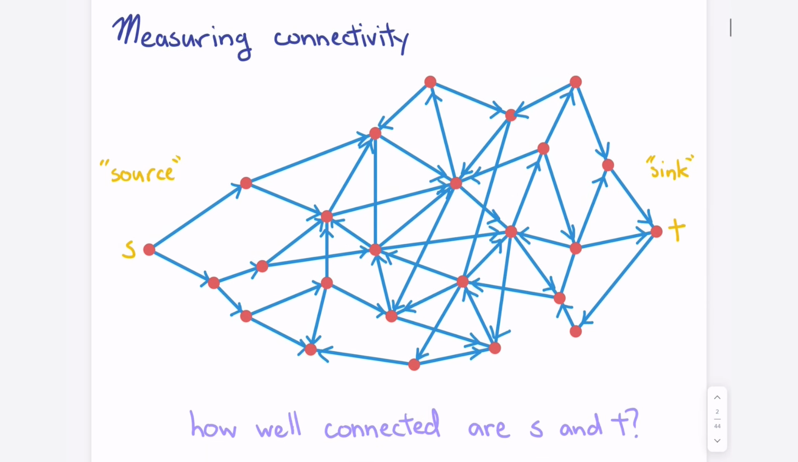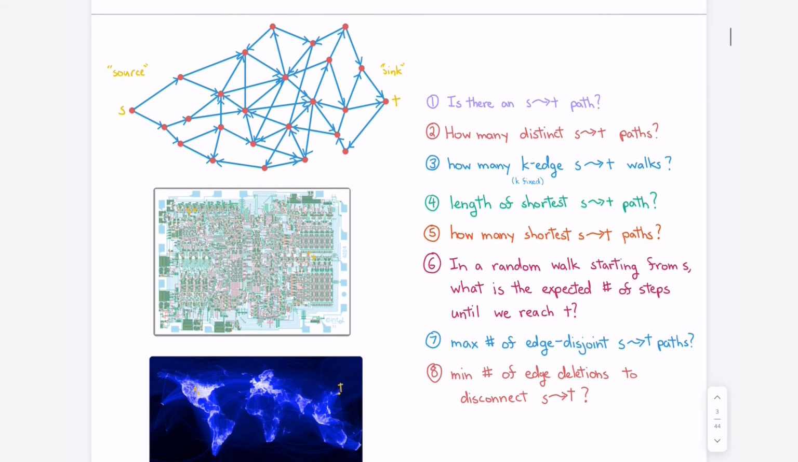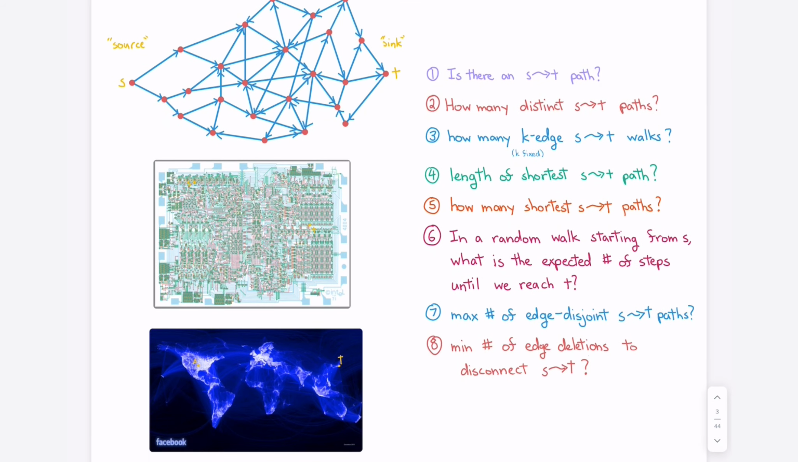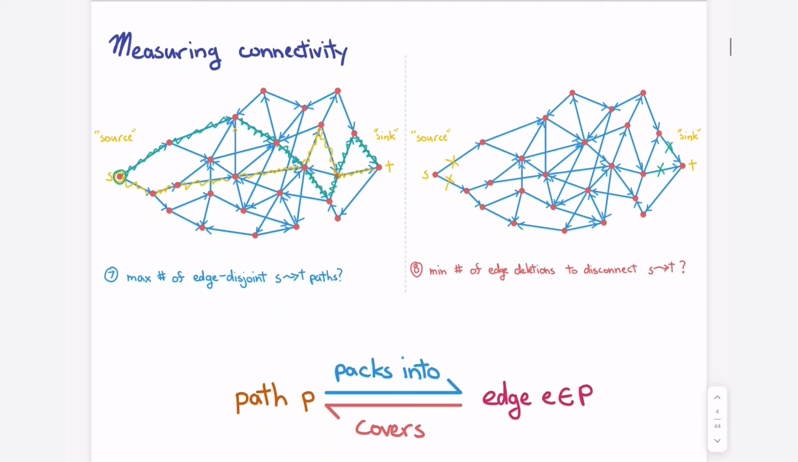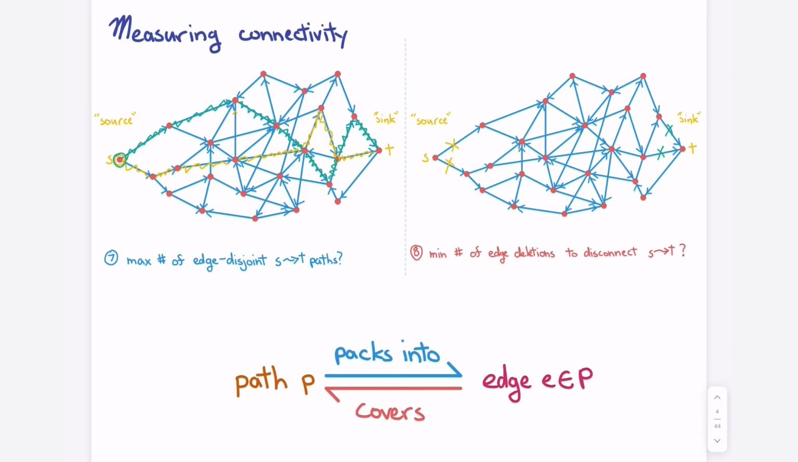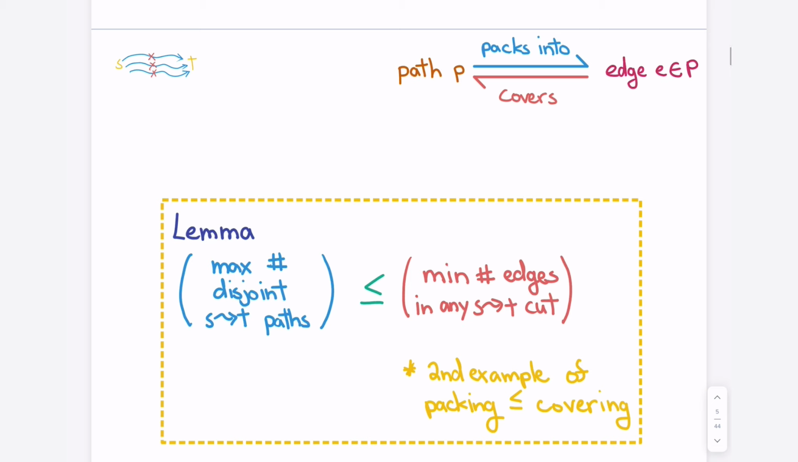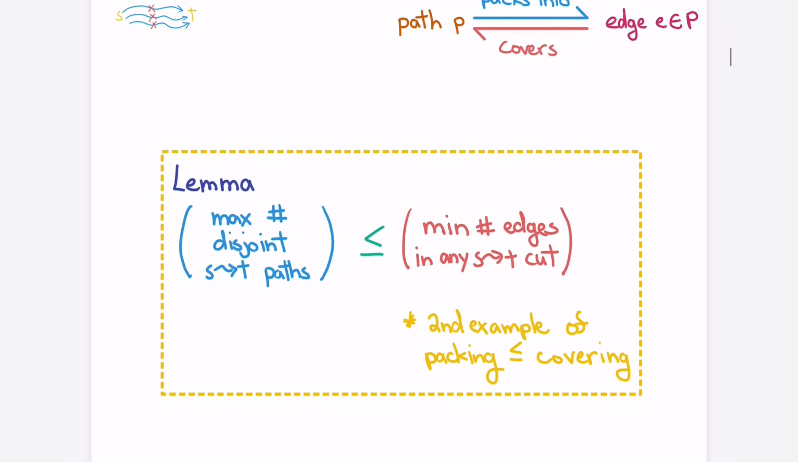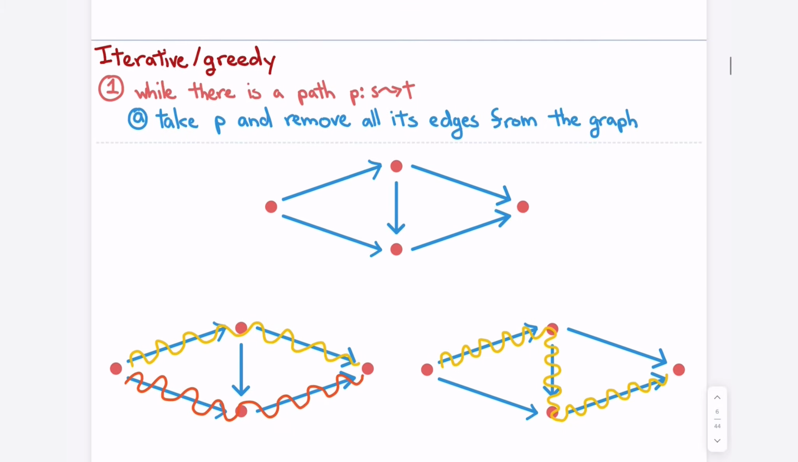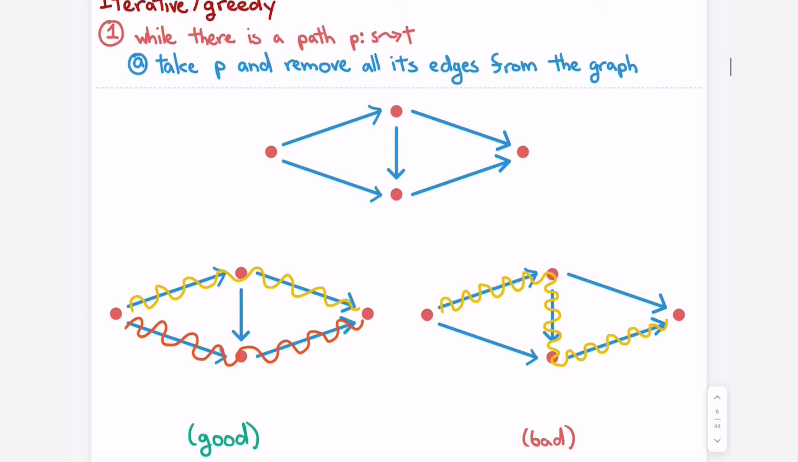So we're looking at these kind of connectivity type problems. The high level question is how well connected is S to T, which you can ask in many different ways, but we focused in on two questions. How many paths can you pack from S to T? And on the dual side, how many edges do you need to remove to separate S from T? And one inequality is immediate from this dual relationship. And then we start developing algorithms.